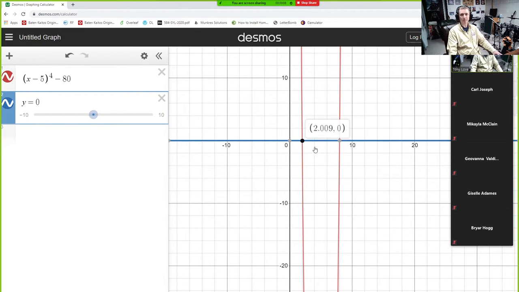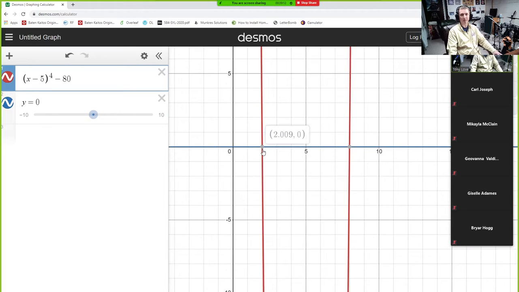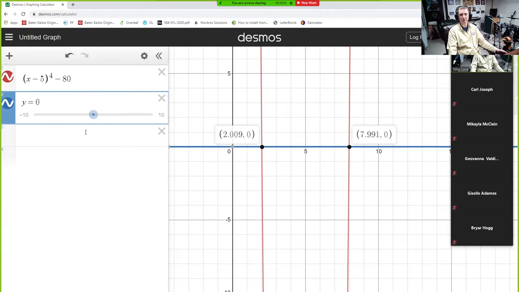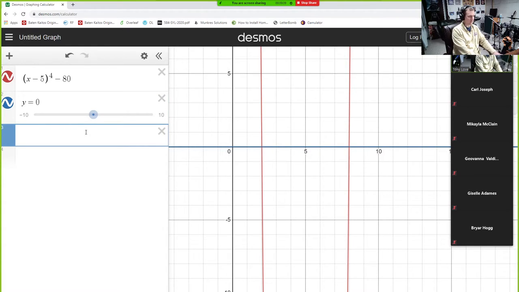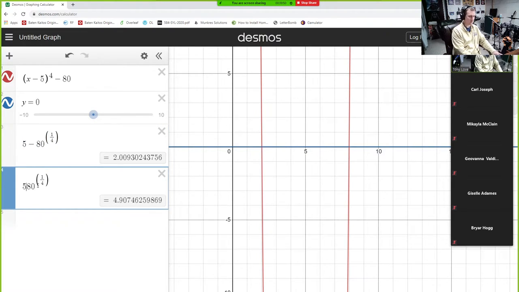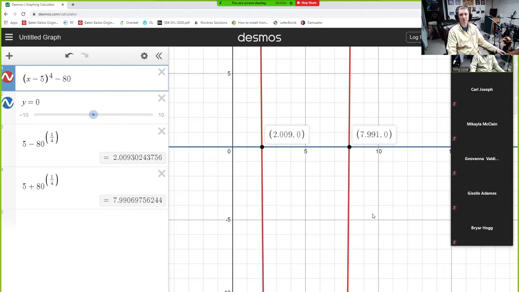So to solve this graphically, you need to somehow estimate these two points. So if you were to graph them, to solve this in your table, you would have needed to get really lucky, right? You would have needed to pick the point 2, and you would have needed to plug in numbers about as big as 8. So I would say that means getting pretty lucky. But just a quick thing here, that's 2.009 and 7.991. We can also see that 5 minus 80 to the 1/4 is that number, and 5 plus 80 to the 1/4 is that number. So graphically, we found them by just looking at the intersection points, and specifically at the x coordinates.